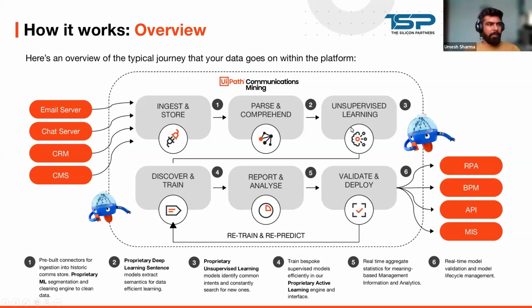Right. Steps 3 and 4 are basically where the machine learning models are trained using labeled data to recognize patterns and extract relevant information, including common intents, tone, etc. So this is similar to what we do in the data labeling section within document understanding. It's somewhat similar, but this is specific to communication mining.